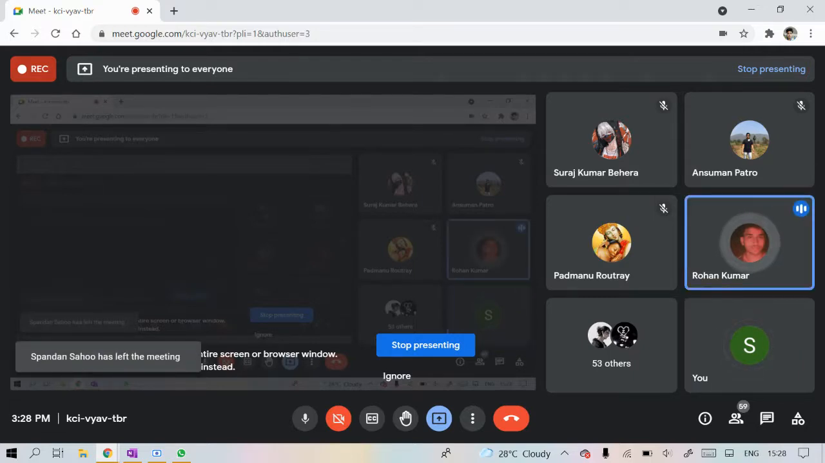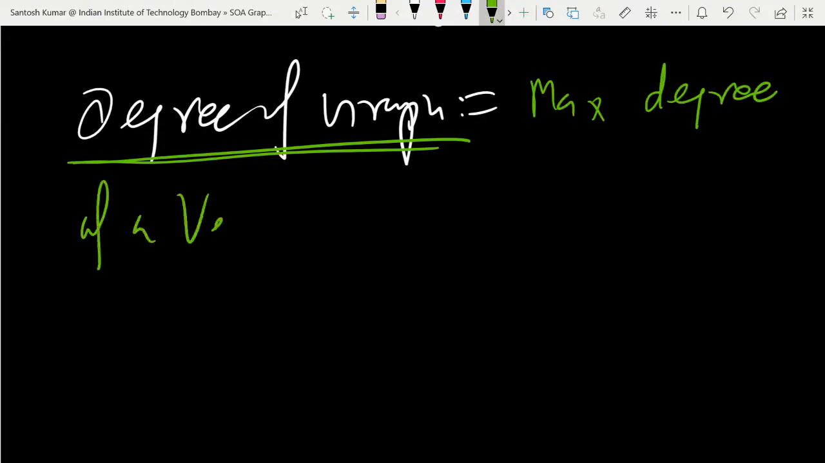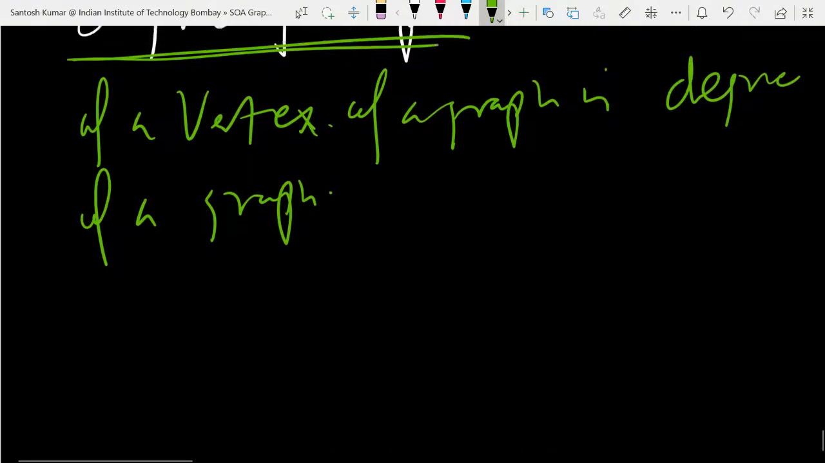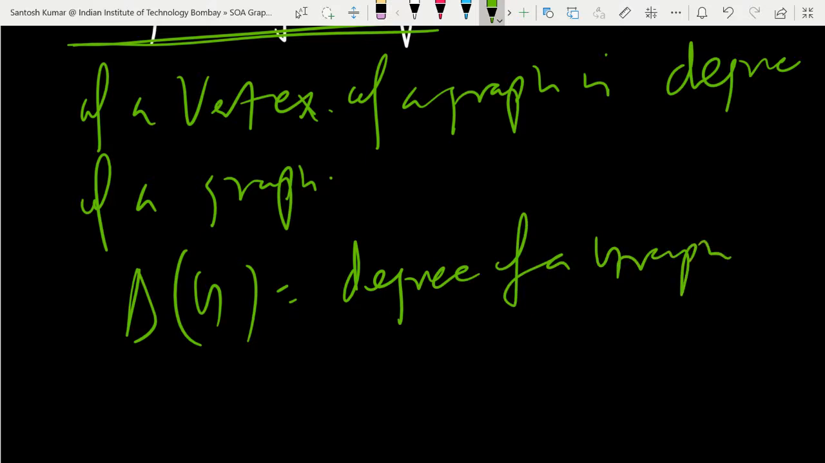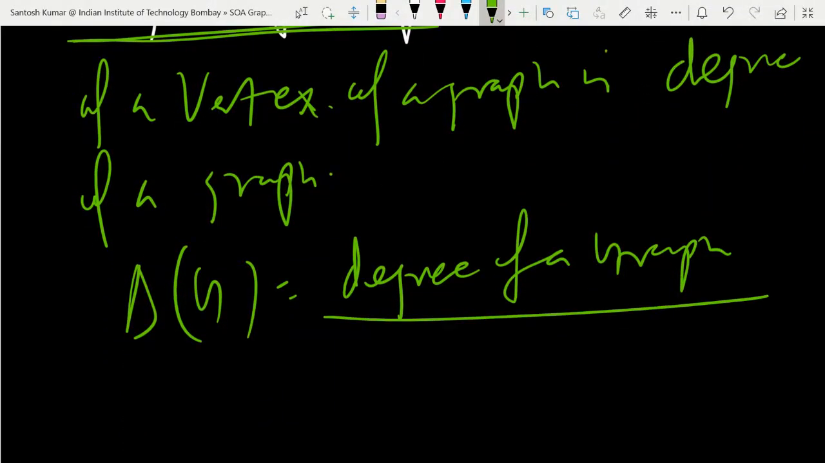The maximum degree of a vertex of the graph is called the degree of the graph. Yeah, correct. So like you see the degree of all the vertices and choose the maximum one. So the maximum degree of a vertex of a graph is the degree of the graph. Actually, I will denote it by this. So delta G is nothing but the degree of a graph. Sometimes I may say the maximum degree of a graph.